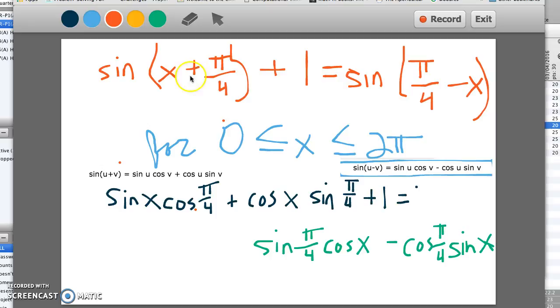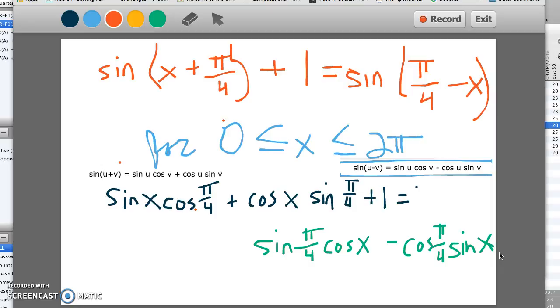To make this doable, let's see what happens if we use the formulas we learned. This is the sum formula for this one, and we get sine x cos pi over 4 plus cos x sine pi over 4. Then bring down the plus 1 equals, and then use the difference formula on this side, which I put in green: sine pi over 4 cos x minus cos pi over 4 sine x.